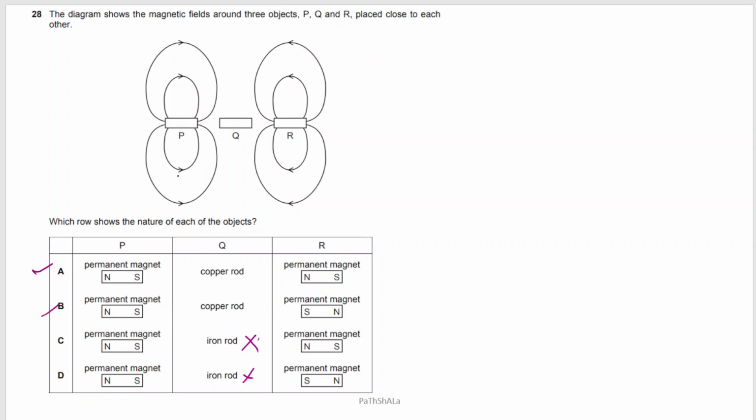Now looking at the direction, the field lines always travel from north to south. So in this case, it's traveling from north to south. In this case, this should be the north because they have to travel from north to south. So north south, south north. So the correct answer is B.